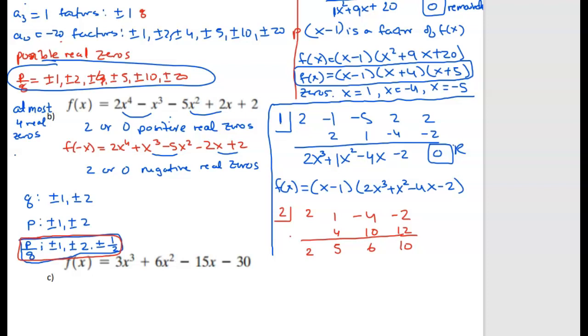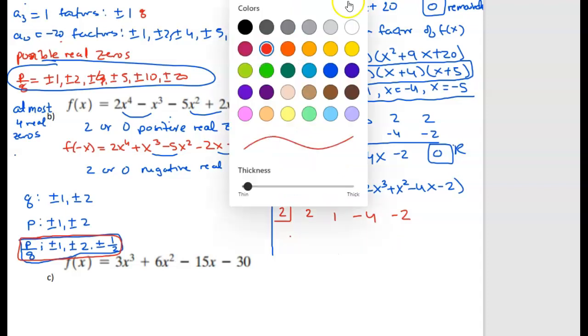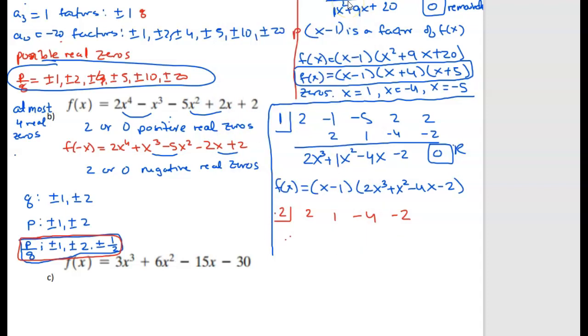So that doesn't work. We're going to erase and try negative 2. All right, so negative 2 is on the list. So try that one. We have 2. 2 times negative 2 is negative 4. We get negative 3, positive 6, positive 2, negative 4, negative 6. Not a remainder of 0. That doesn't work either. All right. So 2 and negative 2 are not roots.